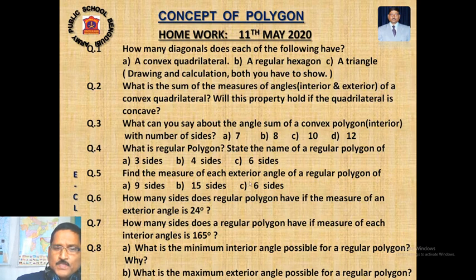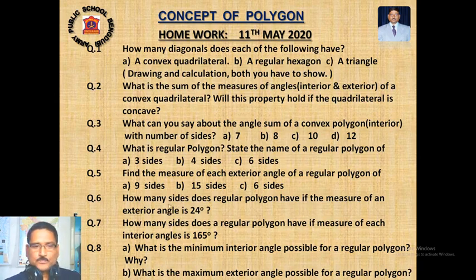Okay. Find the measure of each exterior angle of a regular polygon. Find out the exterior angle. I told you the sum of exterior angles is fixed at 360. If we divide it by the number of sides, you will get each angle. Okay. So if 9-sided, then divide 360 by 9. If 15-sided, 360 by 15. If 6-sided, 360 by 6. Okay. This way you can find out the measure of each exterior angle of a regular polygon.